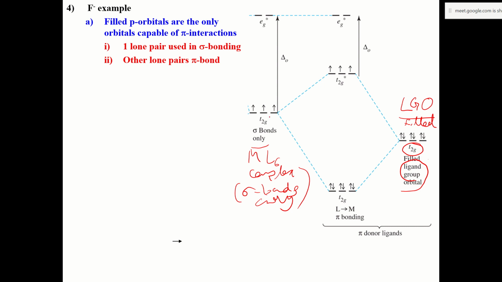So from that diagram, if we now compare, again consider the overlapping of the T2G set with this. Then 6 electrons from this filled group orbital occupy this position, and the 3 electrons now are going to occupy the T2G star anti-bonding orbital, and the gap is now this one. Delta naught is given by the difference between T2G. So delta naught has decreased.